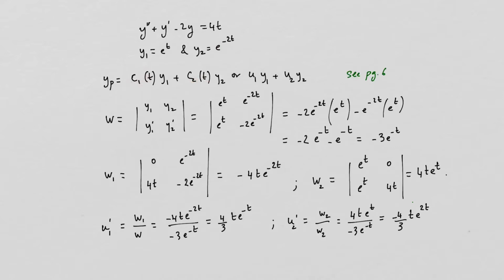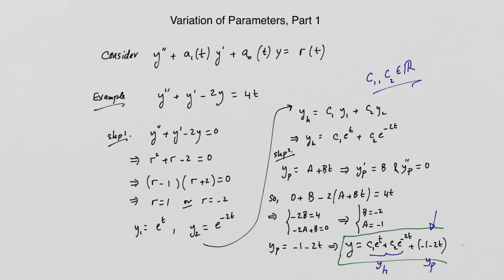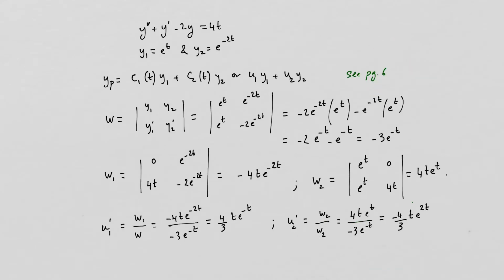Okay, so c1 and c2 of t are actual functions. So they could be, let's say, square root of t times y1, plus 1 over t times y2. That could be the solution, right? So that's why I wrote c1 of t and c2 of t, so you don't confuse it with this, okay? Now, I don't want to write c1 of t over and over again, so I'm just going to call them u1 and u2.